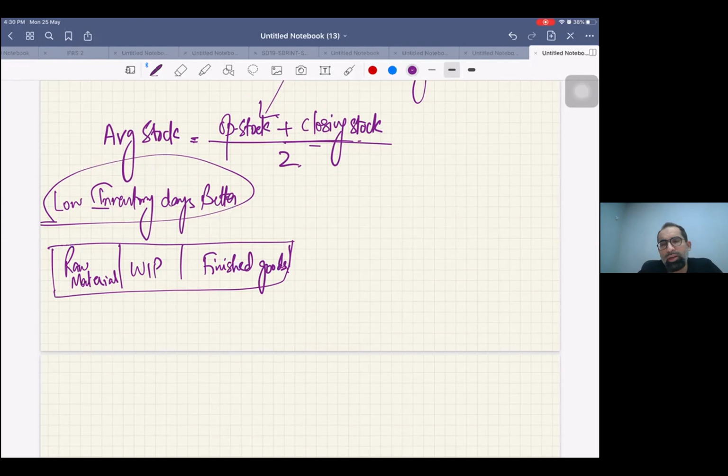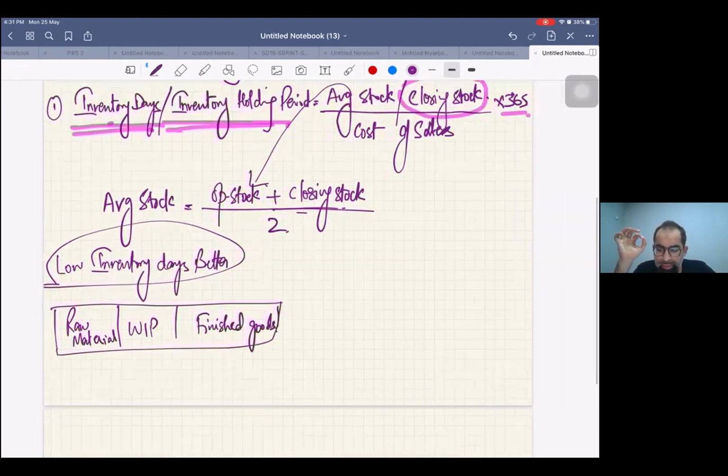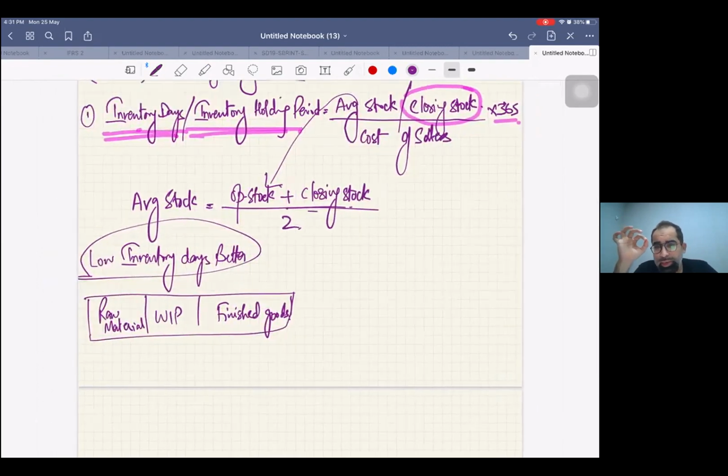And finally, the finished goods. How can you reduce the finished goods time period? By doing good marketing, or by reducing your price. Why? Because if you reduce your price, your stock will sell faster, right? So if you reduce these three time periods, automatically the overall time period will go down. So the final words: inventory days should be lower.